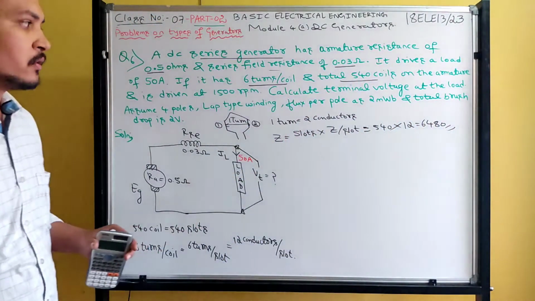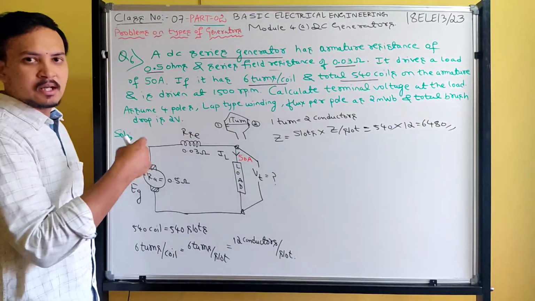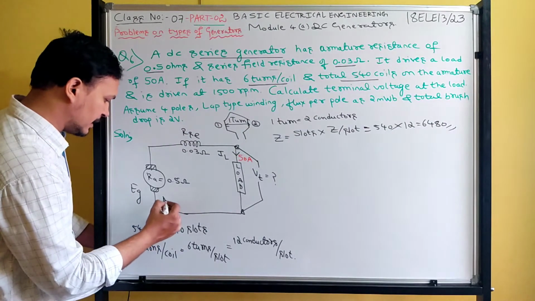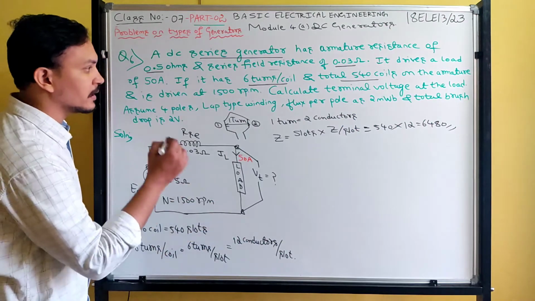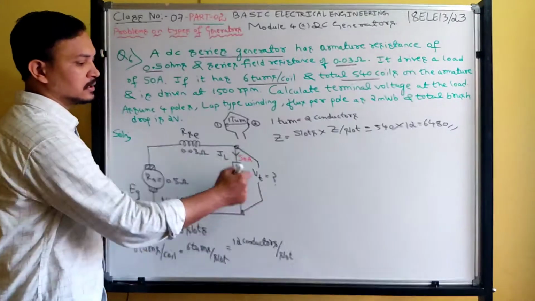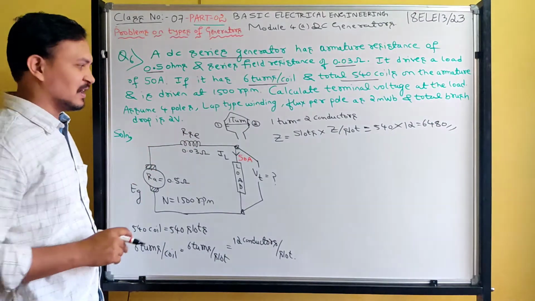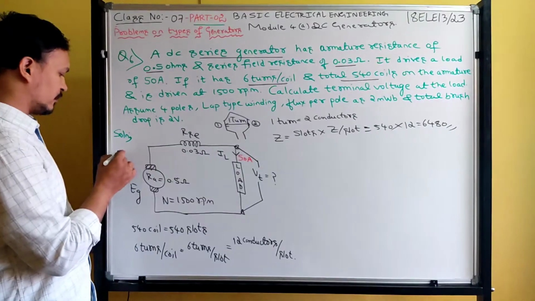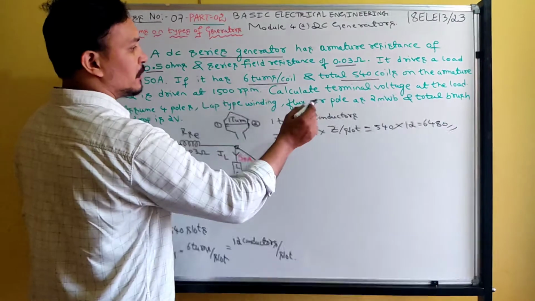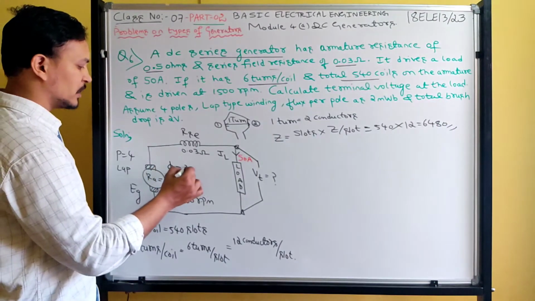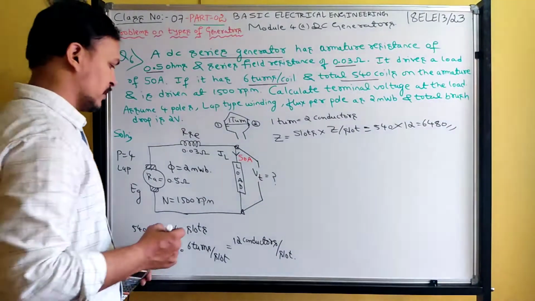These many conductors we got. And this generator is running at a speed of 1500 rpm. They are asking, calculate the terminal voltage at the load, and they have given some other data. Assume 4 poles. What type of winding? Lap winding. And flux per pole is 2 milliweber.